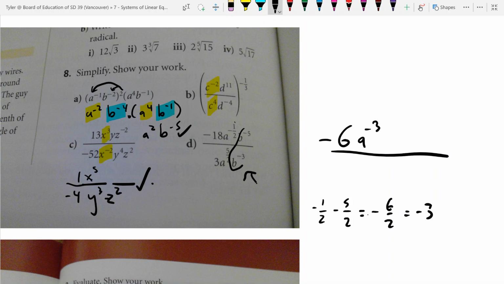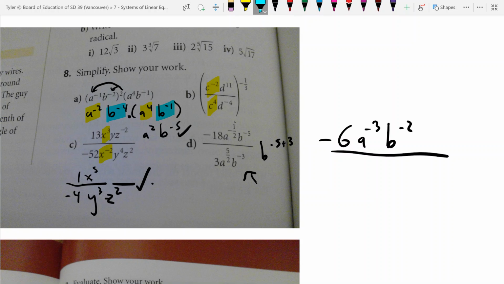And then we have the b's. So negative 5 minus negative 3 is like b to the minus 5 plus 3. So that's just b to the negative 2. And again, I'm going to move these both onto the denominator. So it becomes negative 6 over a cubed b squared. And we're done.